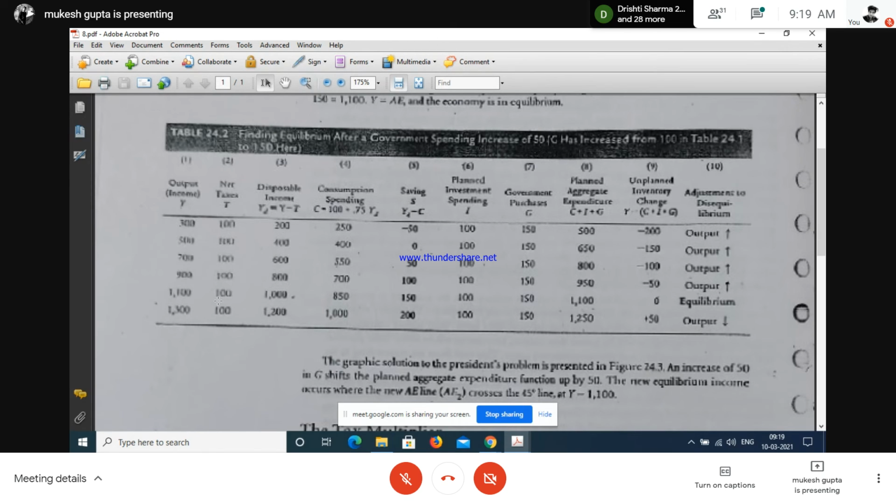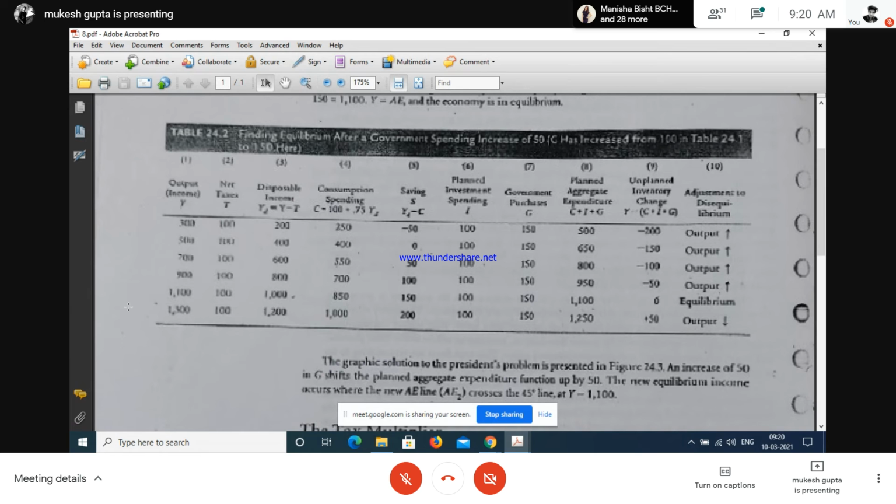So if the income is 1100, at this point, because net tax is 100, disposable income is 1000. With this disposable income, the consumption expenditure is 850, and planned investment expenditure 100 plus government expenditure 150. Now it becomes 1100. So Y, the output, becomes equal to the aggregate expenditure, 1100. So you can see that earlier the equilibrium level of income was 900. Now the equilibrium level of income is 1100. That is increased by 200 with the increase of government expenditure from 100 to 150, that is by 50.